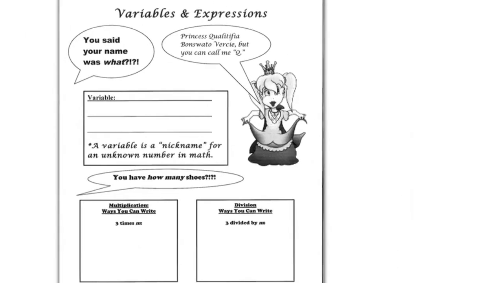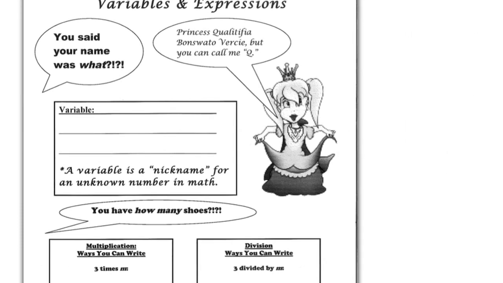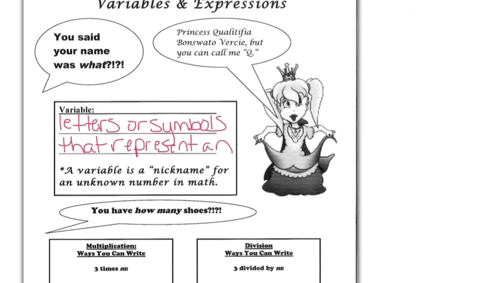Okay, you may have heard of this already and you may have some good experience with them already. Okay, variables are letters or symbols that represent an unknown quantity. Sometimes you can call them a nickname, okay? They often represent something that you don't know in a problem, okay? So if you see right here, it says a variable is a nickname for an unknown number in math.